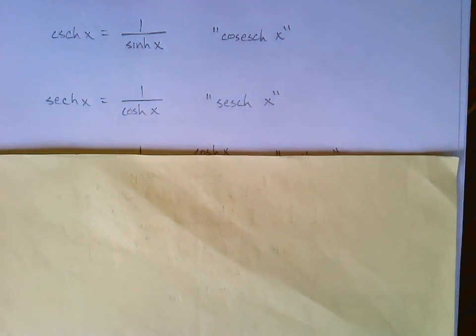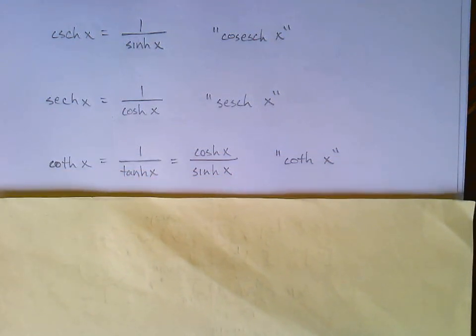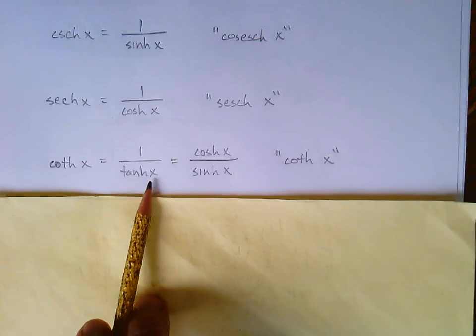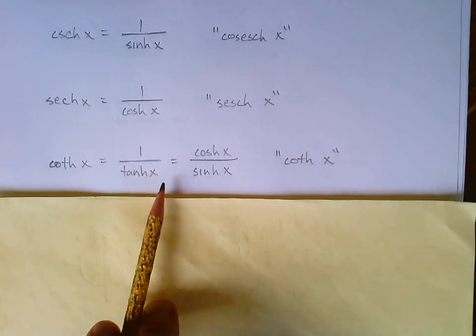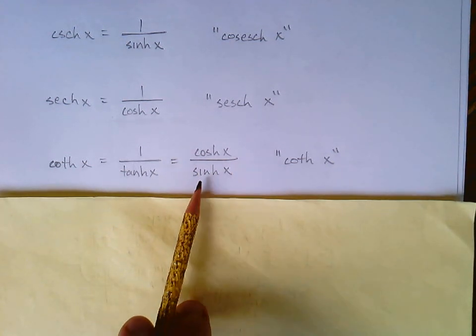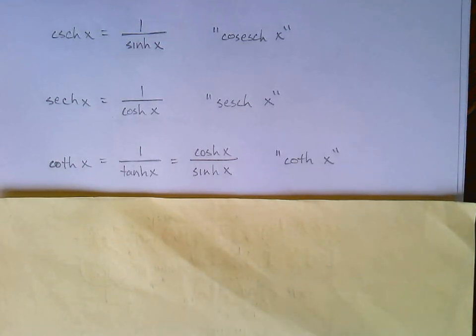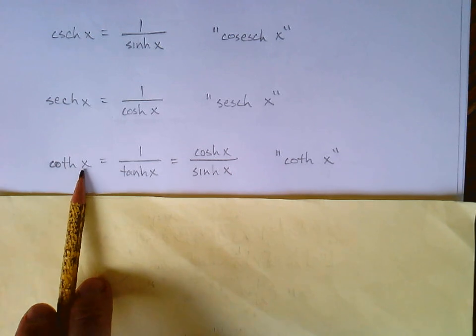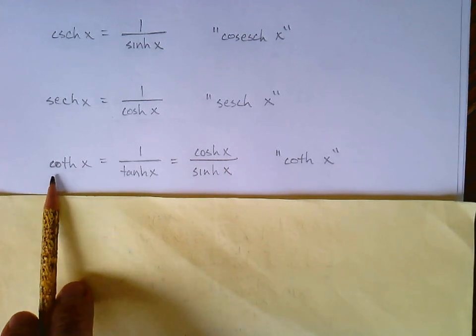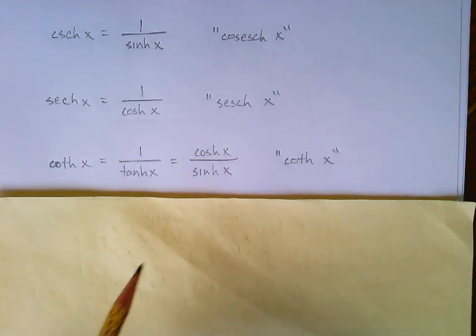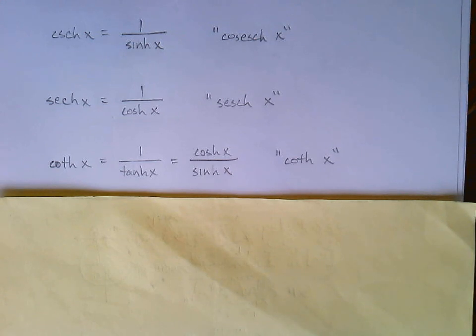Next up, very last one, hyperbolic cotangent, coth of x. That's defined to be 1 over tanch x, or you might even say cosh x over sinh x. And this one also, we don't need to add any new letters to make sense of that sound. It's just coth x, kind of like moth.